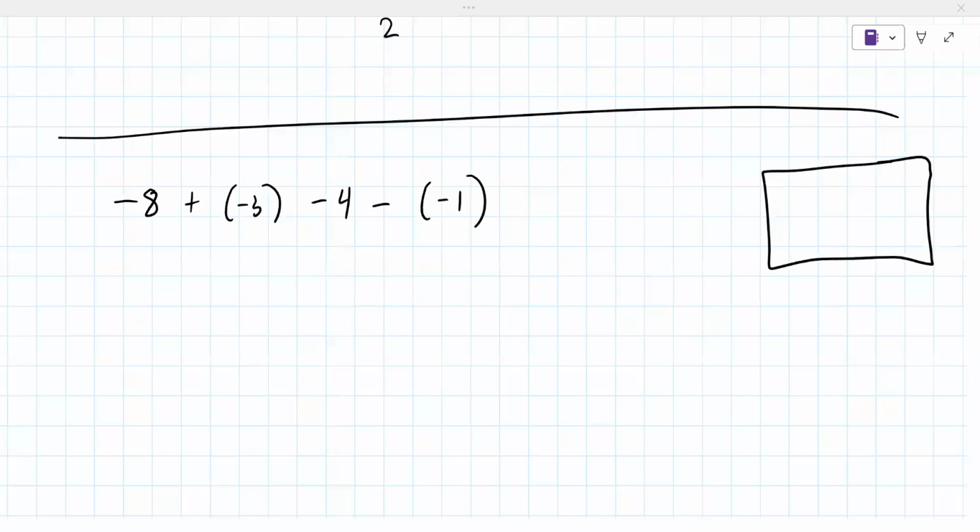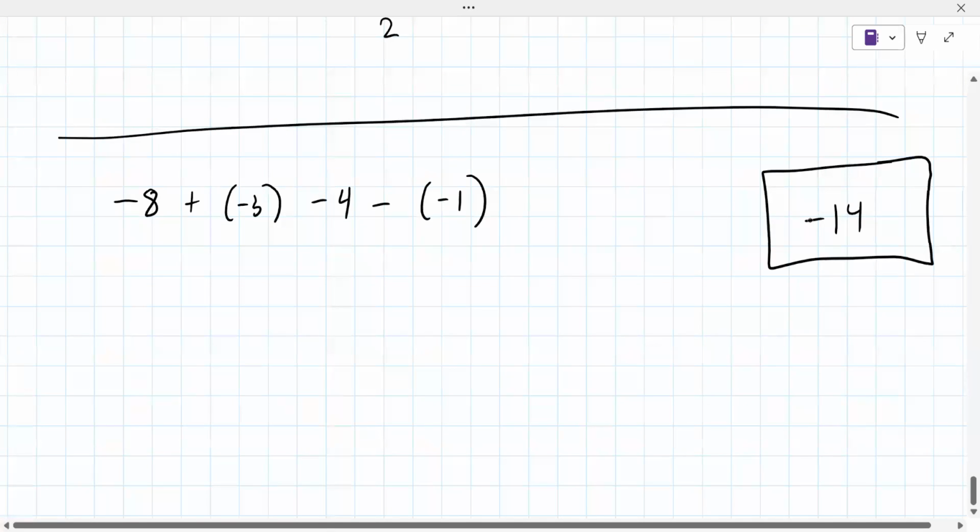Oh, yeah, it should be like -15, I think. Is that your final answer? No, I'm not done yet. Okay, -15. And -15 minus -1. Same sign, so make them add. That's the final answer, should be -14.